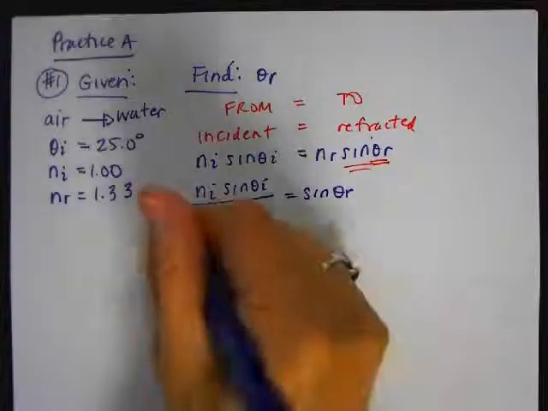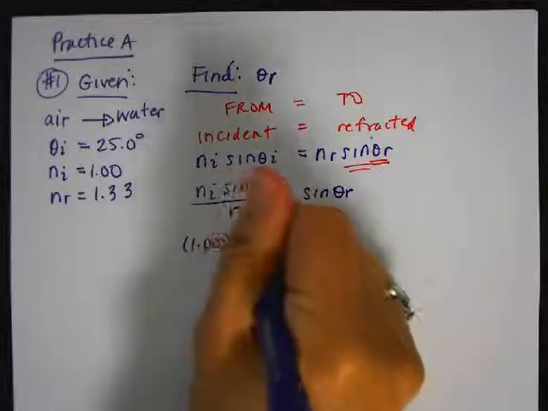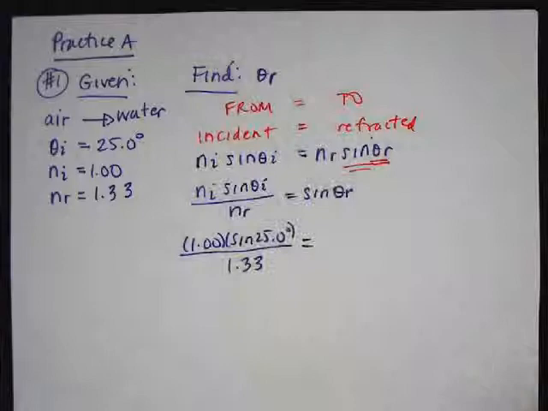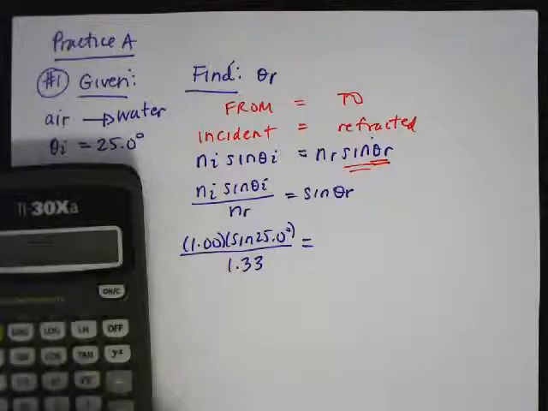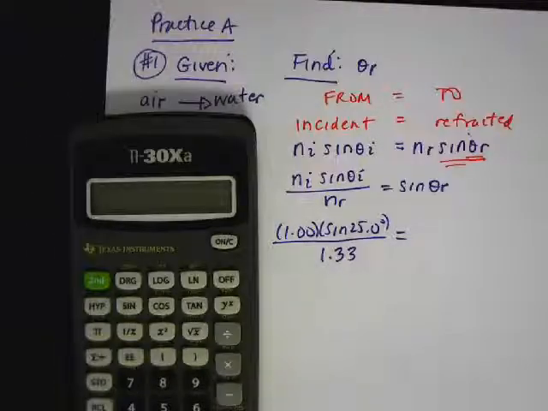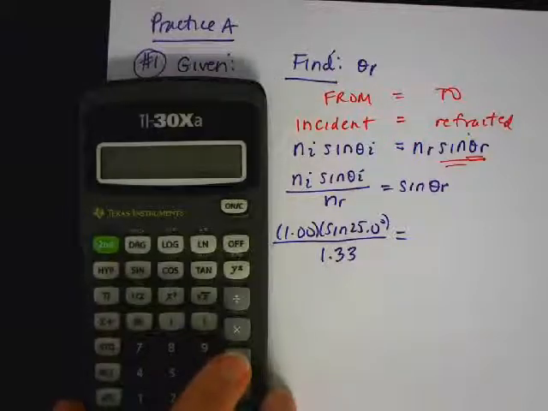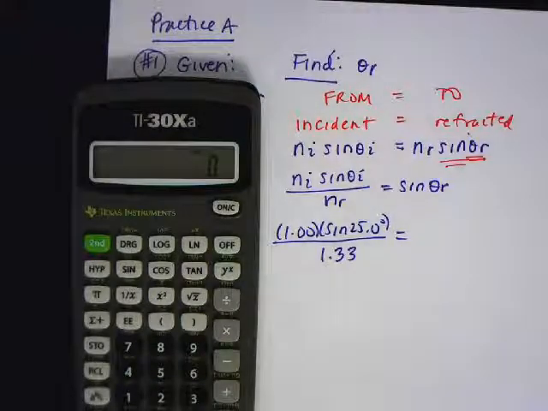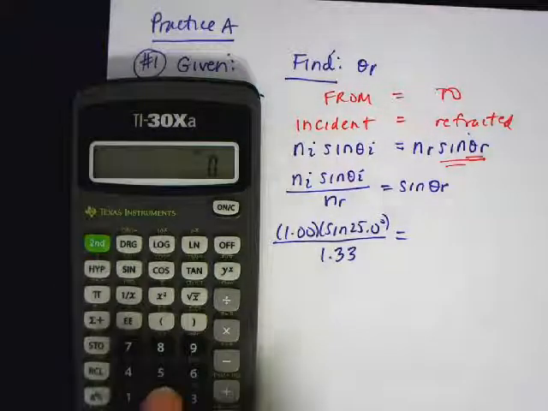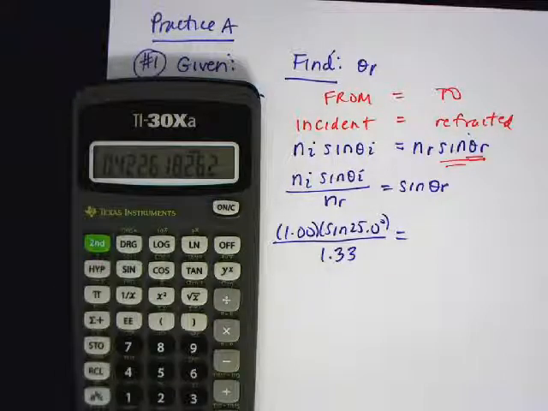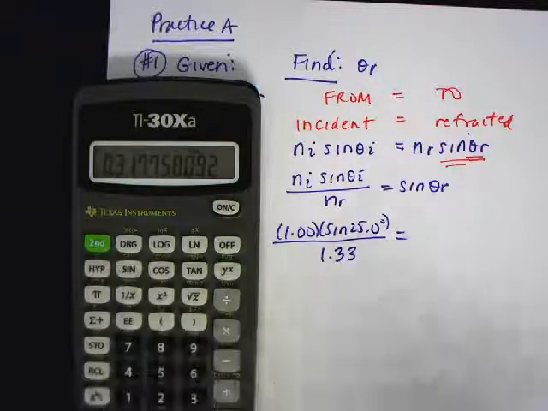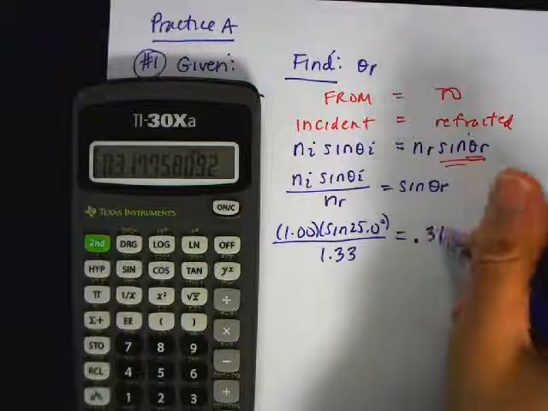Now I'm going to substitute in my values. So 1 times the sine of 25 degrees divided by 1.33. So at this point, I get my calculator. I'm just going to move this like this so we can see the buttons that I'm pressing on the calculator. This is the calculator you're going to be using on the test. So I'm going to do my 25 degrees first. 25 sine times 1 equals, divided by 1.33 equals. So that comes out to be 0.3176.